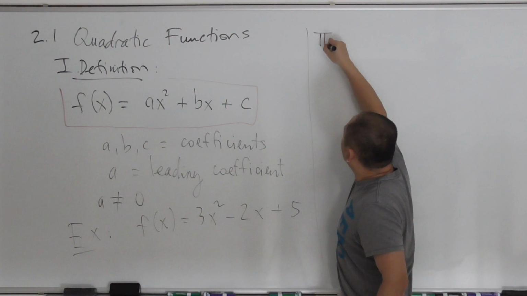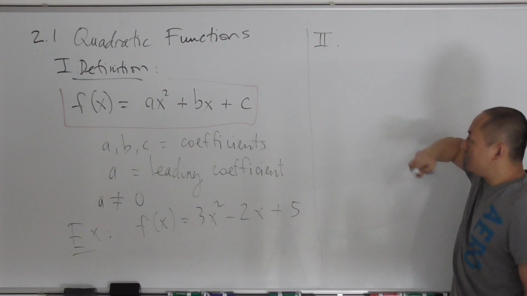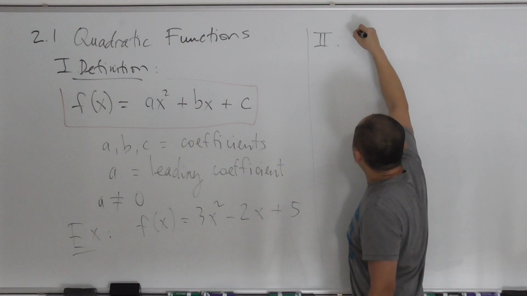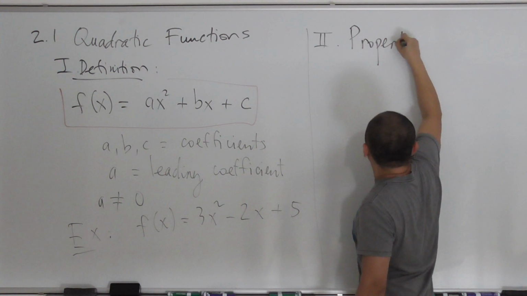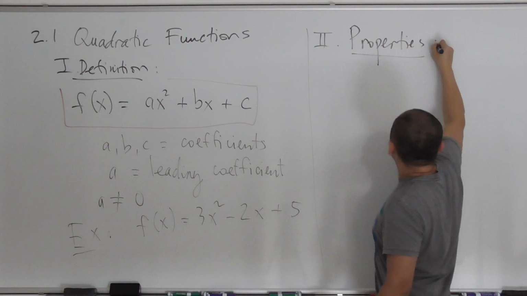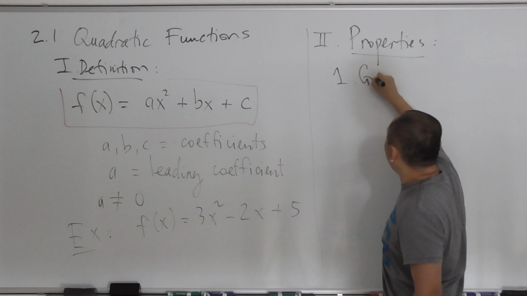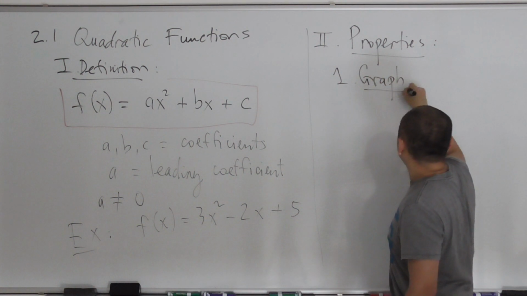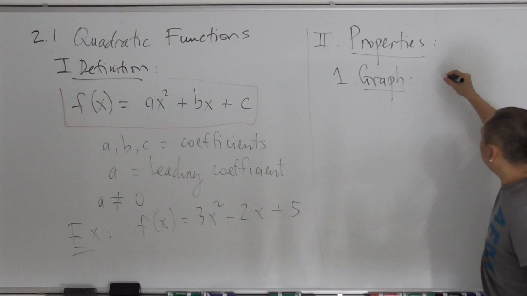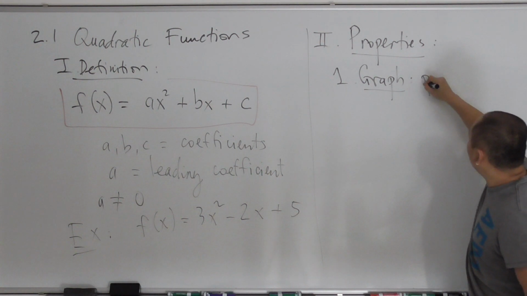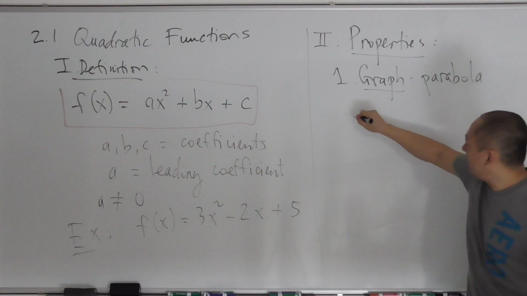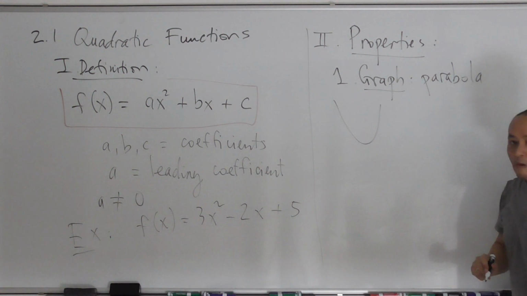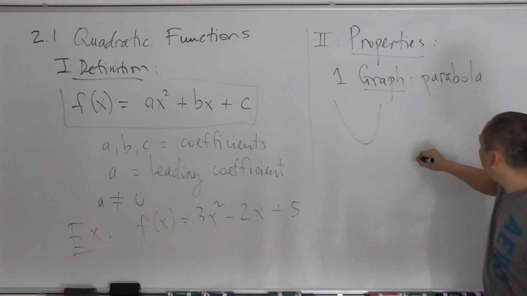Next, I'm going to go over some basic properties of quadratic functions. So, properties. Let's start with the first property, the graph of it. The graph of a quadratic function is a so-called parabola. It looks like a letter U. Could be upward or it could be downward.